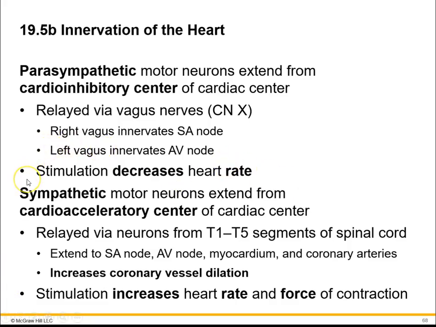Then you've got sympathetic motor neurons that extend from the cardioacceleratory center of that cardiac center. The sympathetic pathway is relayed via neurons from the T1 through T5 segments of the spinal cord. Sympathetic neurons are going to extend to the SA node, the AV node, the myocardium, as well as the coronary arteries. And there, they're going to increase coronary artery dilation. And it's going to stimulate the increase of heart rate as well as increased force of contraction.